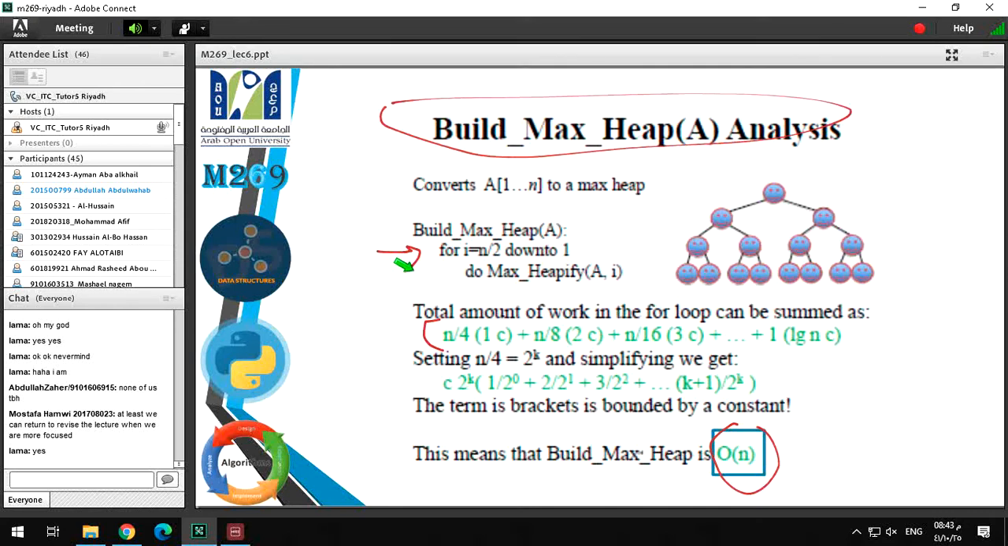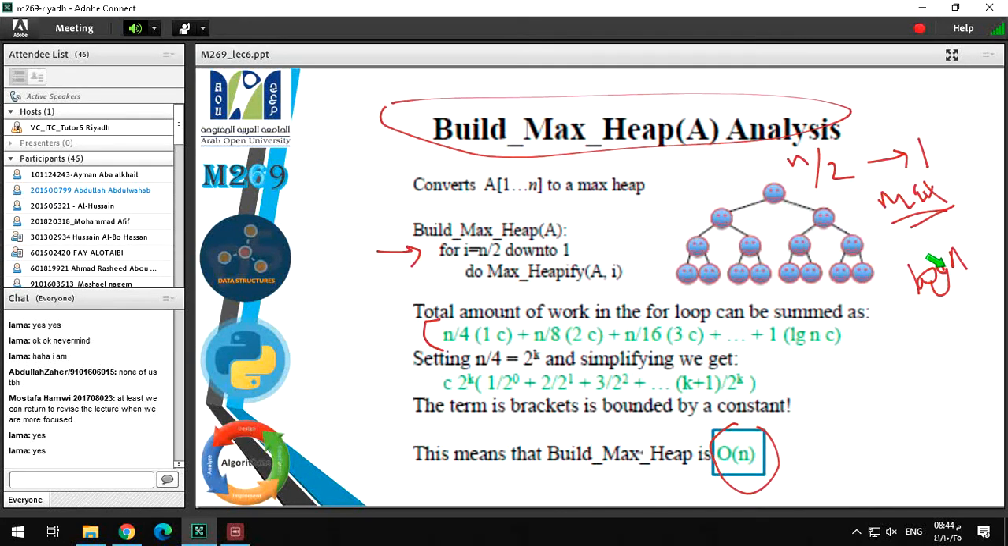So here the total amount of work in the for loop will go from n divided by 2 to 1. And every time we have to call the function max-heapify. So we say the max-heapify will take a complexity of log n. Right? Log n. Okay.